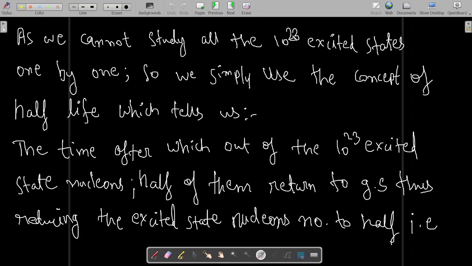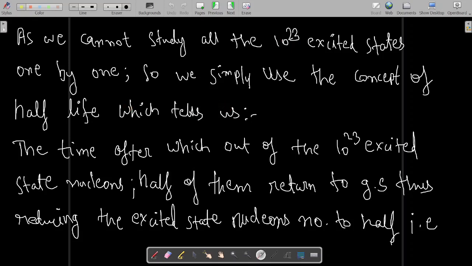To study all the 10 to the power 23 cases one by one, we will end up losing our life. We cannot study 10 to the power 23 different cases one by one individually. So as we cannot study such an enormous number one by one, we simply use the concept of half-life.